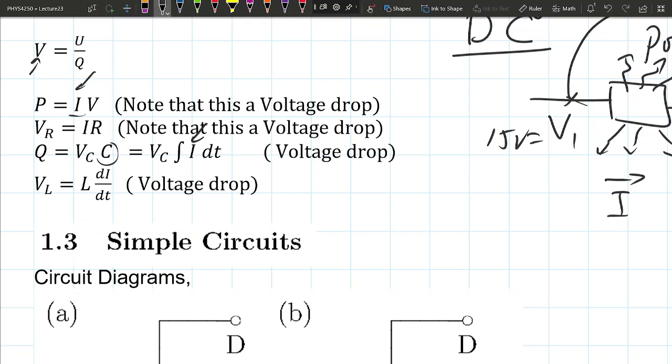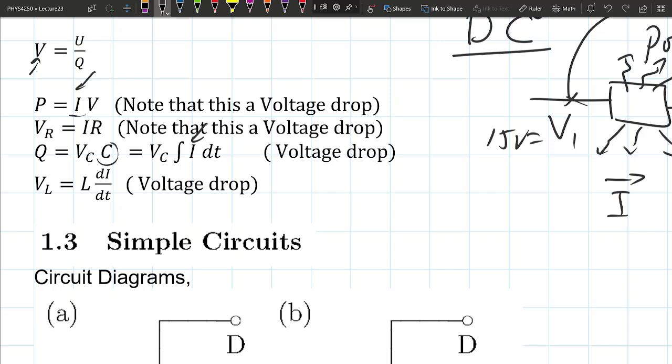1 amp of current going into this device is 1 coulomb per second going into this device. In 60 seconds, how much charge will be in this device? If I have 1 amp going into this device for 1 minute, 60 coulombs. So you're basically adding up all these little charges. And 60 coulombs is actually a huge amount of charge. And that's what this is indicating. This is basically how much charge.